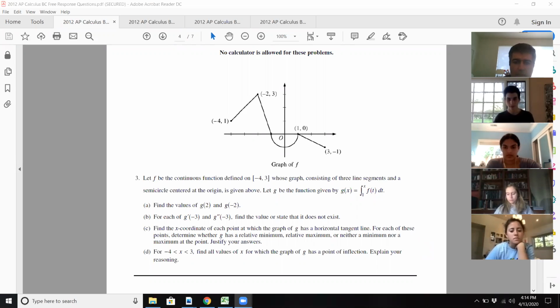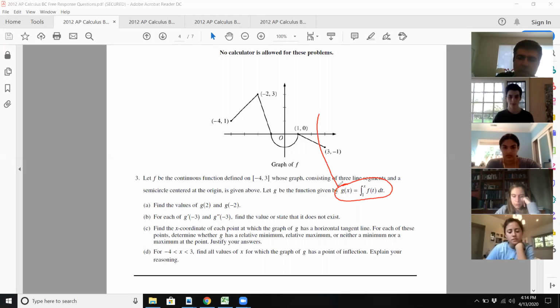So here you have the graph of f. They're saying let g be the integral from 1 to x of f of t times dt. The first thing they ask is find g of 2 and g of negative 2. Here's what you're going to want to do for this kind of question. The first thing you want to do in the College Board, and this is definitely from the horse's mouth, because I've been on these workshops and spoken to people who grade this stuff.